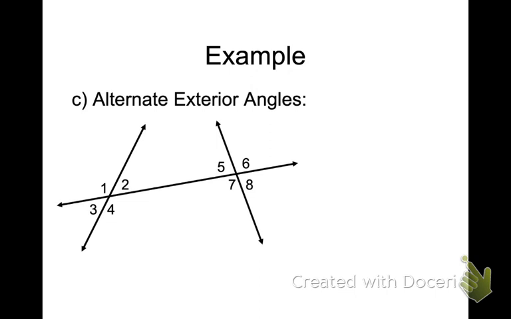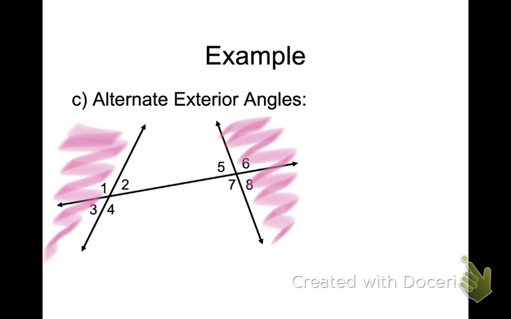Alternate exterior. So now we're moving to the exterior, where I only have 4 angles. Angle 1, go to the other side. What's on the opposite side of the transversal? 8, good. And then 3 would match up with 6. Nice.